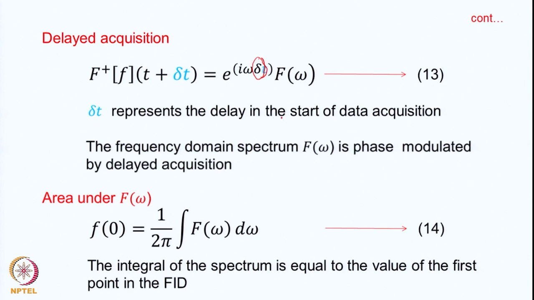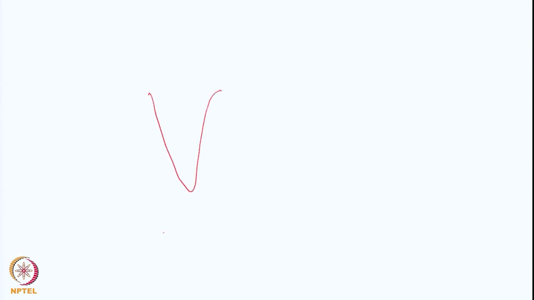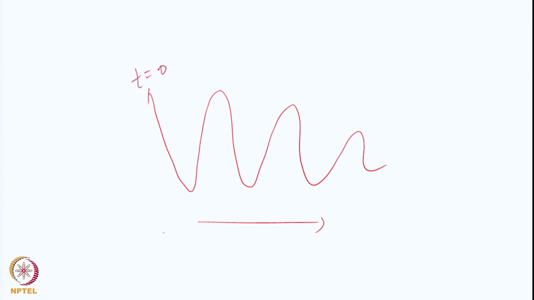So delta T represents the delay in the start of data acquisition. What does that mean? I have the FID which is going like this, right? So this was my time T is equal to 0. Suppose I don't start the acquisition from time T is equal to 0, but I start from somewhere here, and this period is delta T. I give a delay in the data acquisition, although I should have collected from here, because when I apply the pulse, immediately after the pulse I should start collecting the data. As soon as I remove the RF, that is the time T is equal to 0, and then I should start collecting the data from there.